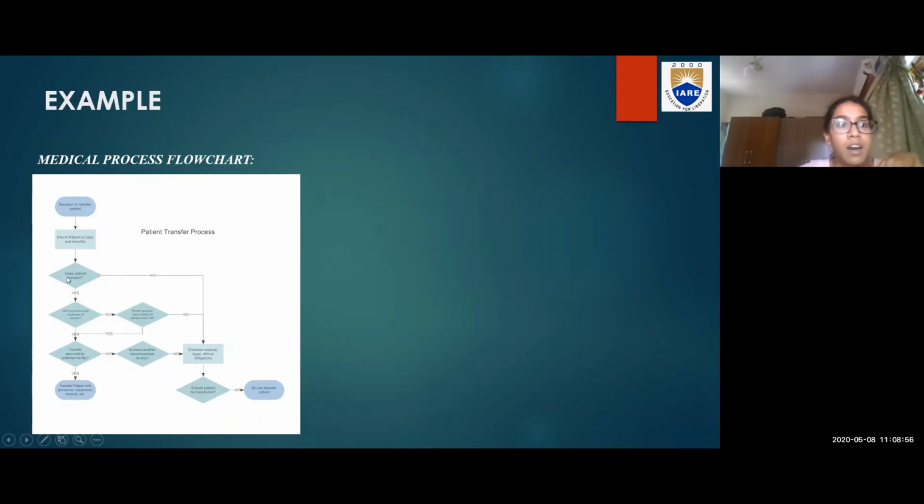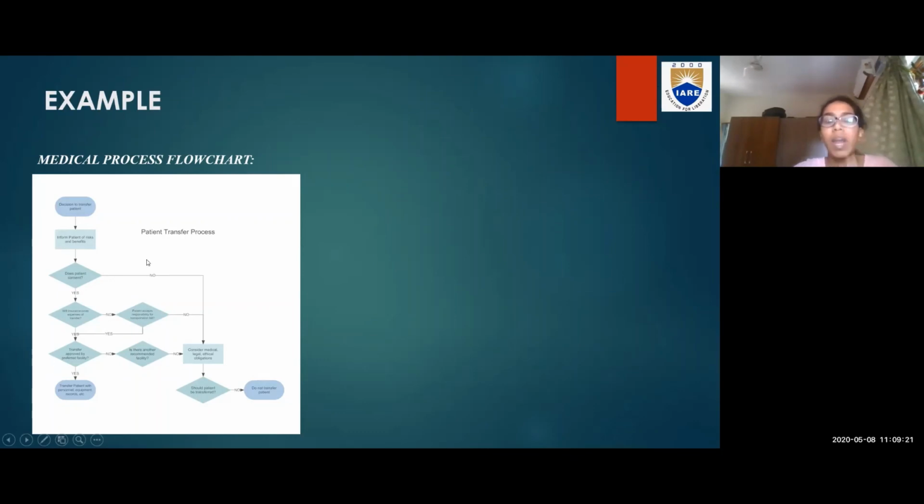Now, see this, here comes the decision. Does patient consent? If yes, you follow this way. If at all no, then you follow this way. Again, you have another decision over here. If yes, again, you follow this way. If no, you go the other way. See, this is a decision call. I have given all the set of conventional symbols so that you can understand in an easy manner.